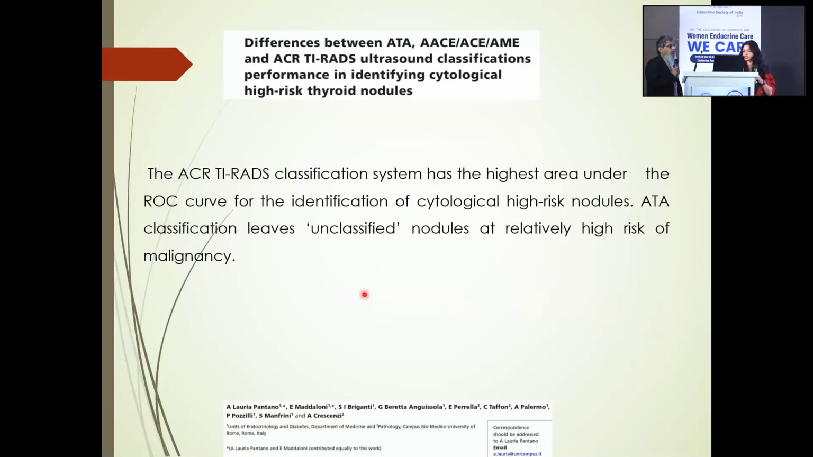Right. So there is some difference between the various guidelines, but amongst all the guidelines which are available, the ACR TIRADS tends to have a better scoring system, by which identification of cytological high risk nodules is better compared to the ATA guidelines, which keep a lot of nodules unclassified. So that's the only message, that we should rather use TIRADS for this reason, because it zeroes in better amongst all the nodules.